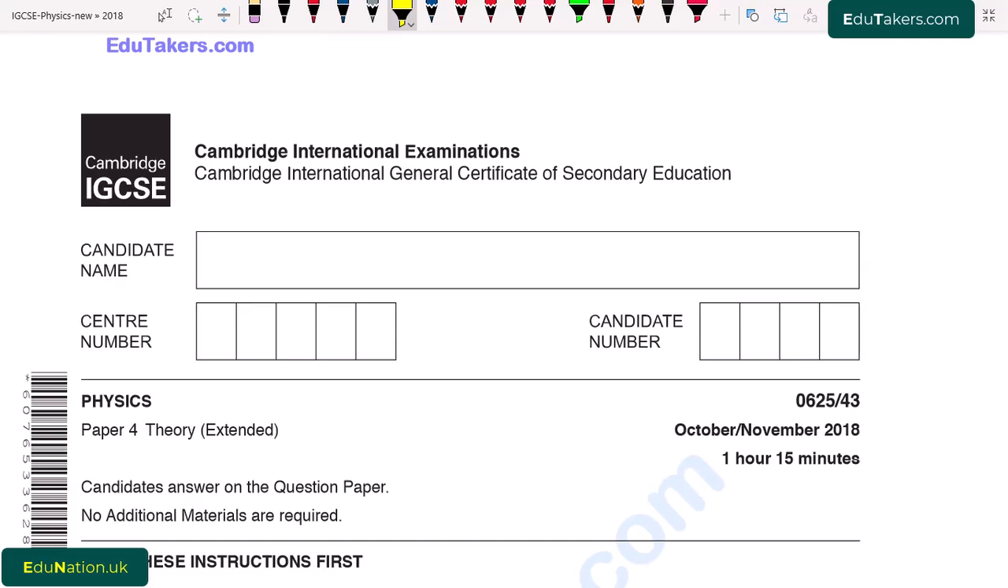Today we are going to solve Cambridge IGCSE Physics Paper 4 Theory Extended, held in October-November 2018, paper code 0625 with variant 43. So let's start from question number 1.